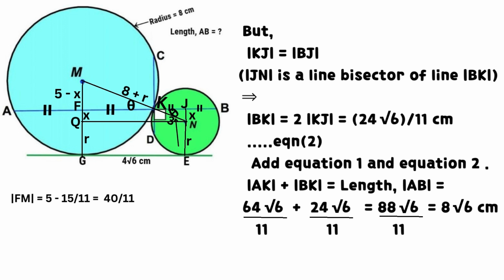Add equation 1 and equation 2. The sum of line AK and line BK, which equals length AB, the result equals the product of 8 and the square root of 6 in centimeters, after simplification of substituted values.